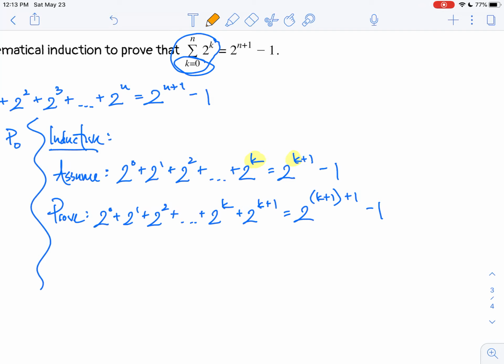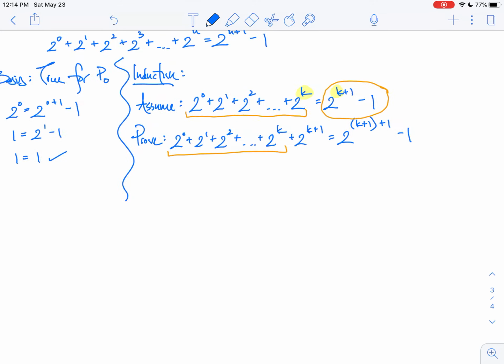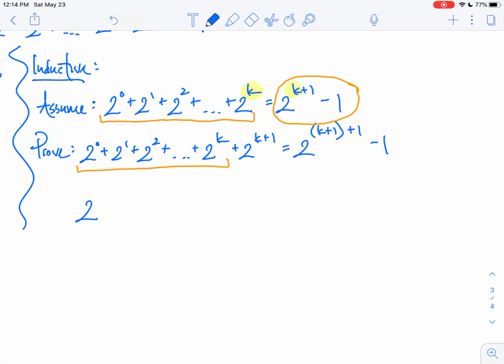Now, this step looks like a really long one, but if we notice that all of this is equal to 2 to the k plus 1 minus 1, we can replace all of this with 2 to the k plus 1 minus 1. So let's see what that gets us. 2 to the k plus 1 minus 1 plus 2 to the k plus 1 equals 2 to the k plus 2 minus 1.